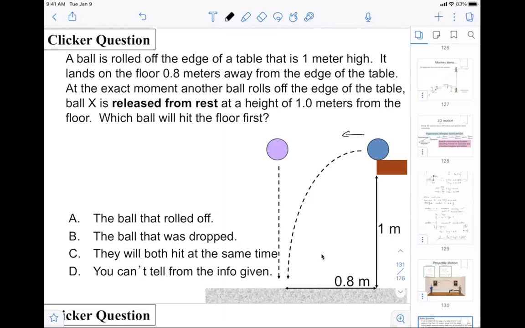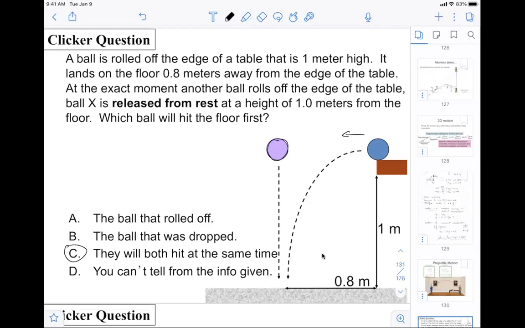Okay, I'm going to go ahead and end this. All right, yes, very good. The choice answer for C is indeed correct. They will both hit the ground at the same time. You can try to calculate the time it takes, or you can simply reason.